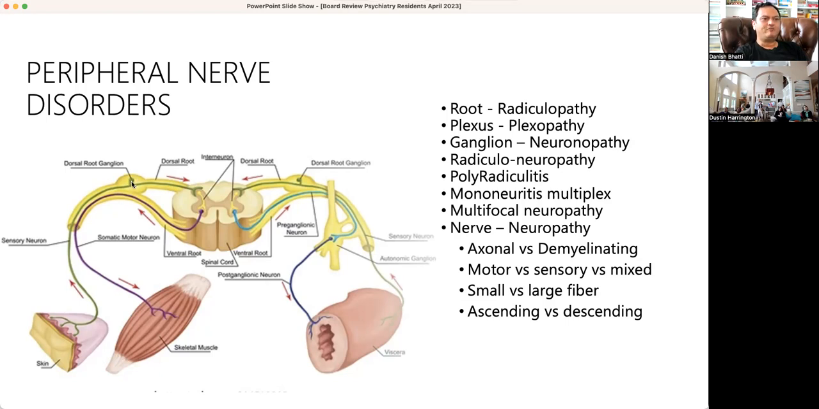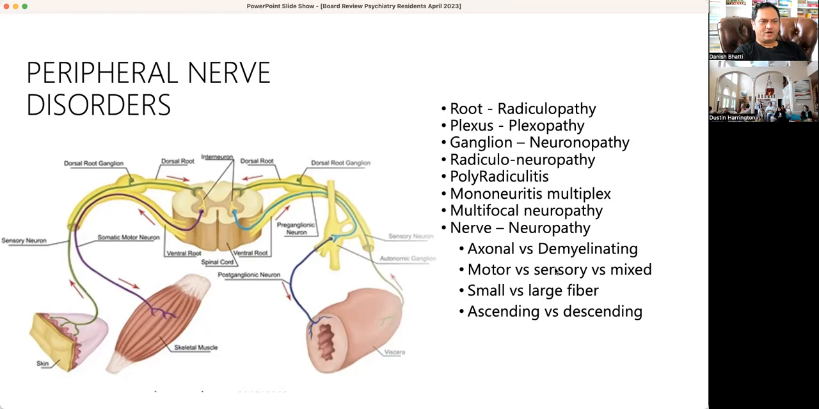You can have involvement of both the nerve roots and the neuron, so it could be a radiculoneuropathy. You can have a problem with the nerve roots themselves, the dorsal or ventral root, usually dorsal root, which is called a radiculitis, usually polyradiculitis. You can have a neuropathy, which is damage to the nerve, but you can have a neuropathy that involves multiple different nerves, and that is called either a multifocal neuropathy or a mononeuritis multiplex. And then neuropathy itself can have different variations.